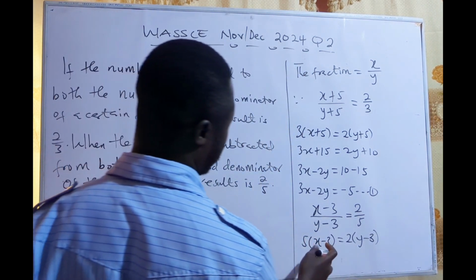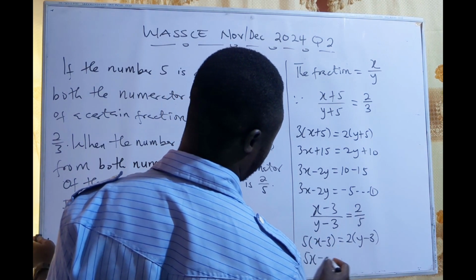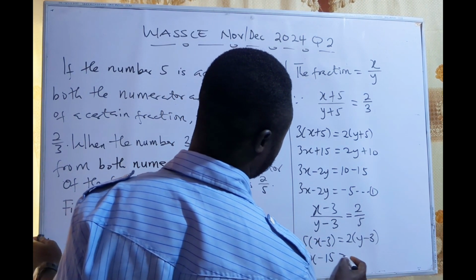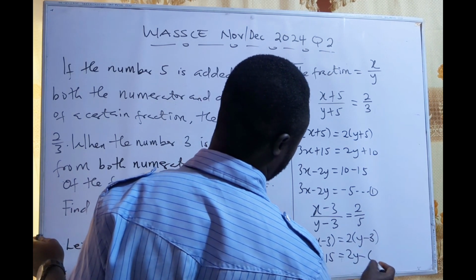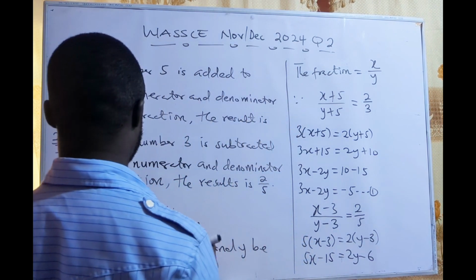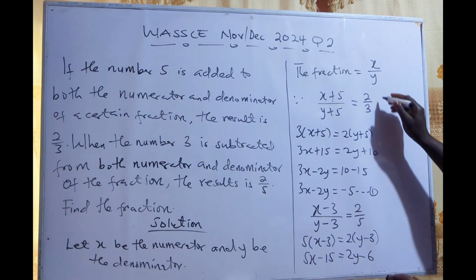So 5 times x gives me 5x. 5 times minus 3 gives minus 15, to be equal to 2 times y, which gives me 2y. 2 times minus 3 gives me minus 6. So we are also getting our second equation.